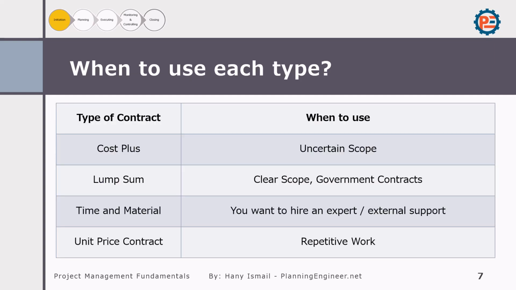Choosing the right type of contract depends on the specific circumstances of your project. For example, use a cost-plus contract when the scope is uncertain. The lump sum contract is the best for projects with a clear scope, often used in governmental contracts. Time and material contracts are ideal when you need to hire external expertise. Unit price contracts work for repetitive work. Understanding when to use each type of contract helps to manage risks and ensure that the project runs smoothly.